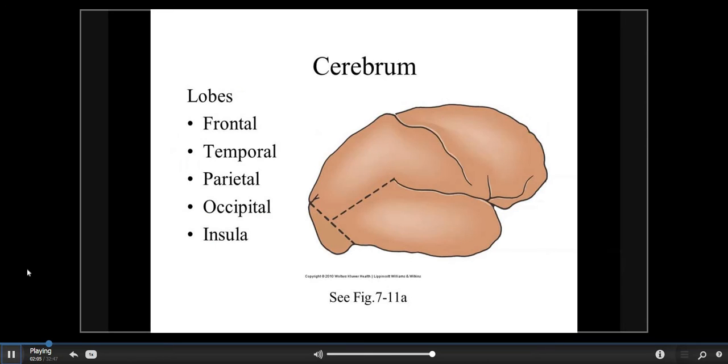Now, the cerebrum is separated into lobes. This coincides with the cranial bones. So, for example, you have your frontal lobe, you have your temporal lobe, you have your parietal lobe, you have your occipital lobe. Now, the insula, you can't see it here from this image. You would have to push down on the temporal lobe, pull up on the frontal/parietal lobe, and you'll be able to find it and see the insula that's deep to all of this.